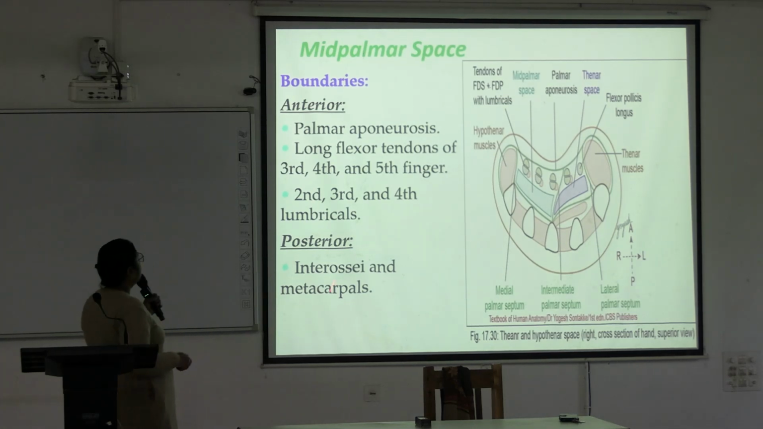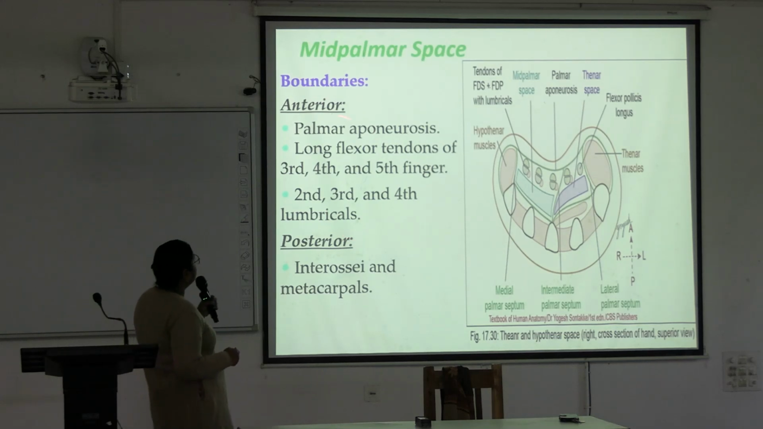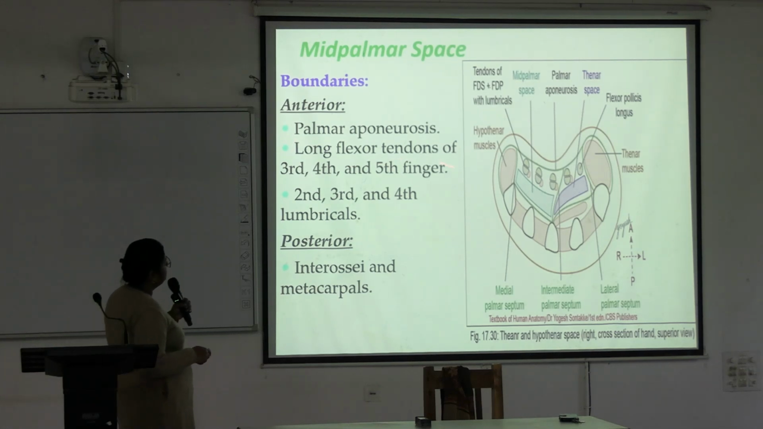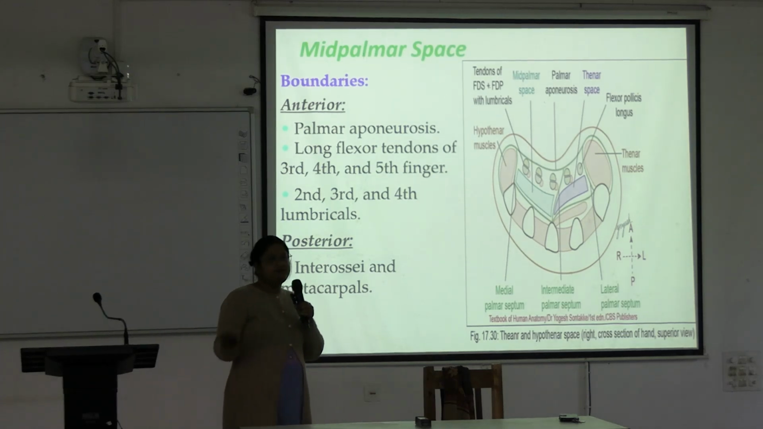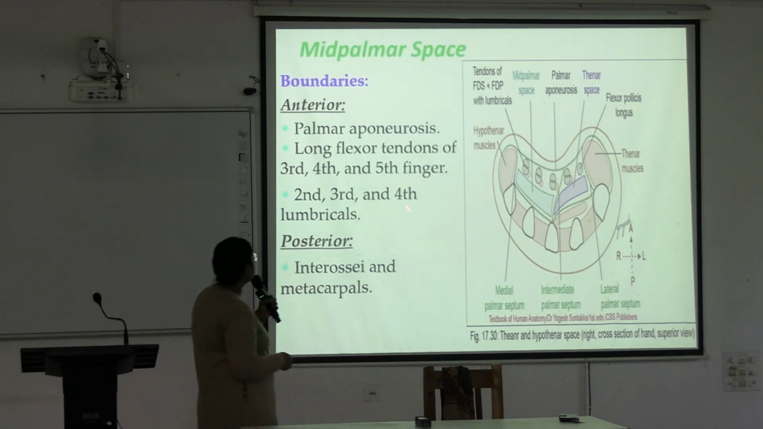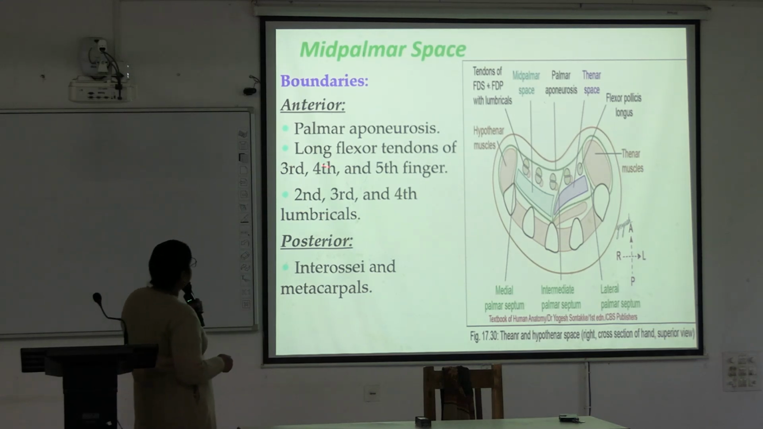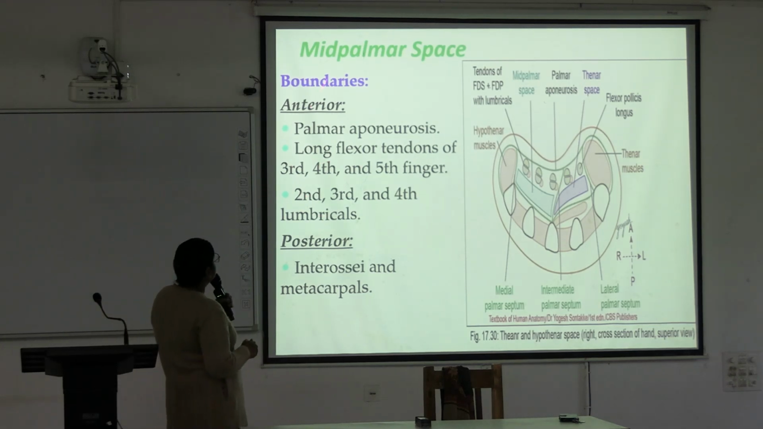Next, we are going to the boundaries. Anteriorly it is bounded by the palmar aponeurosis. Here is the palmar aponeurosis. And the long flexor tendons of the third, fourth, and fifth fingers. See these tendons, three pairs of tendons. One is for flexor digitorum superficialis, one is for flexor digitorum profundus. So these long flexor tendons for the third, fourth, and fifth fingers are lying anteriorly, and the second, third, and fourth lumbricals along with these tendons. These are the lumbricals, the second, third, and fourth lumbricals.